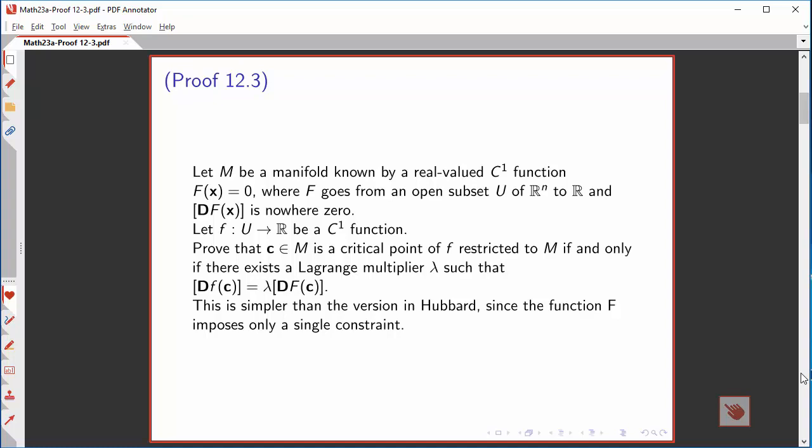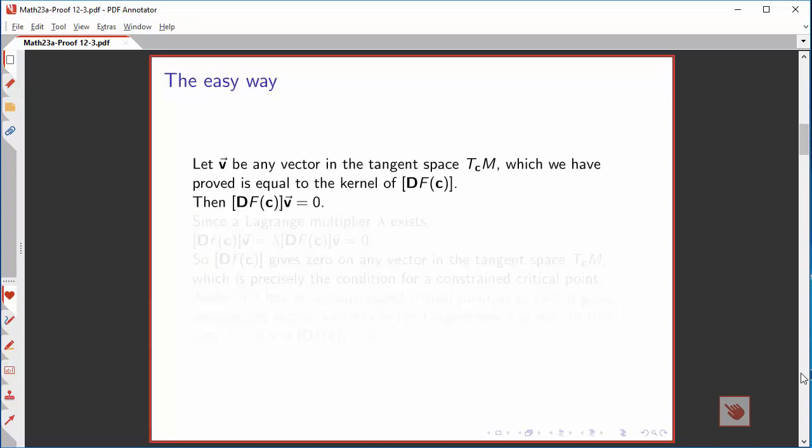If and only if is what makes this proof tricky, there exists a Lagrange multiplier, traditionally called lambda, such that the derivative of little f, the derivative of the temperature function, is the multiplier lambda times the derivative of capital F. This version of the theorem is simpler than the one in Hubbard, since I'm imposing only a single constraint. That's a concession to that being the last proof in the course. Let's first do it the easy way.